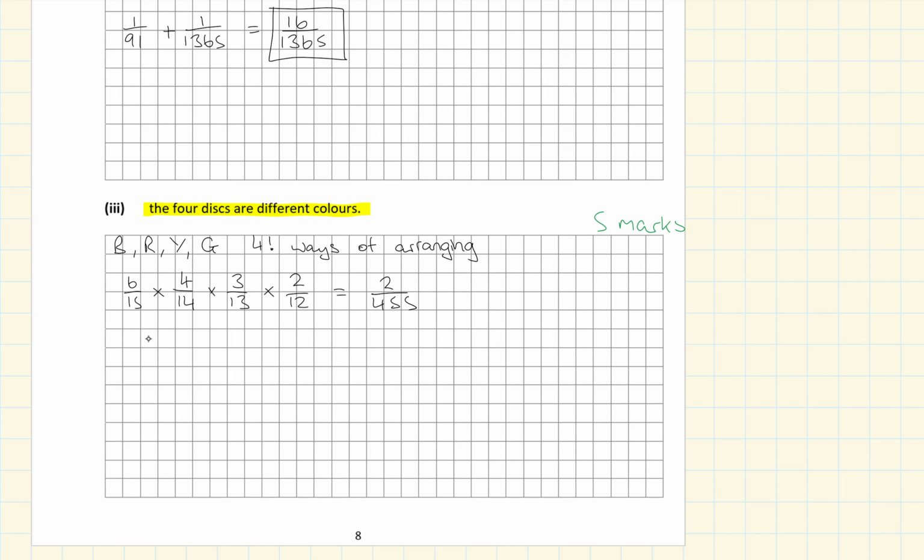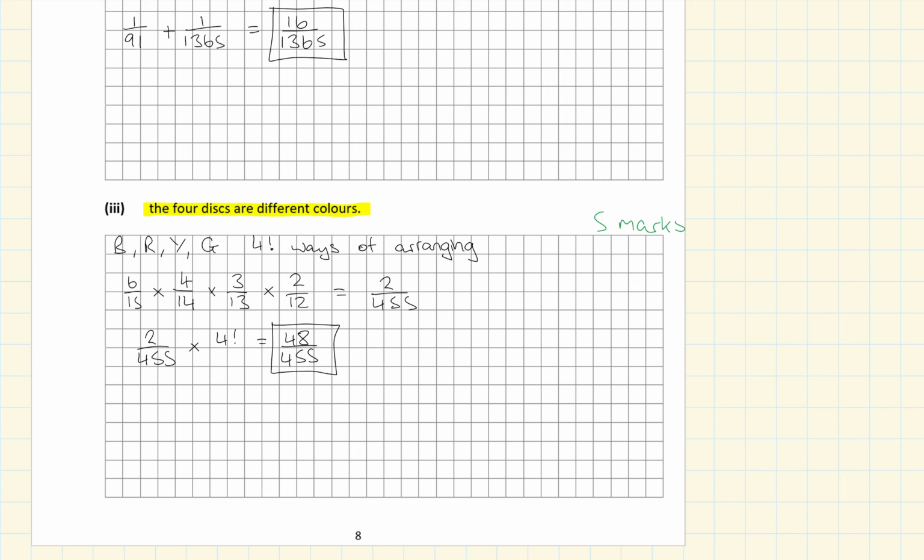And then we multiply that by 4 factorial. So that's the different ways that I can arrange it. And again, just enter it in your calculator. We will get 48 over 455. And there is my answer to part 3.